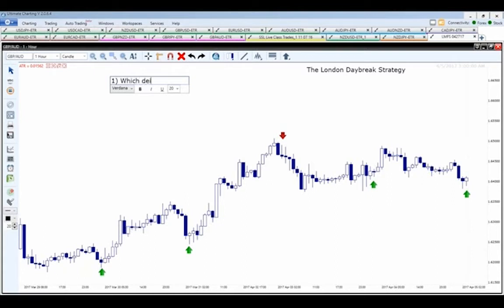We need to determine which direction the market is going. Where's it going to go? Is it going up or is it going down? Number 2, we need to know where and why to get into the market. And then number 3, where and why to get out of the market.